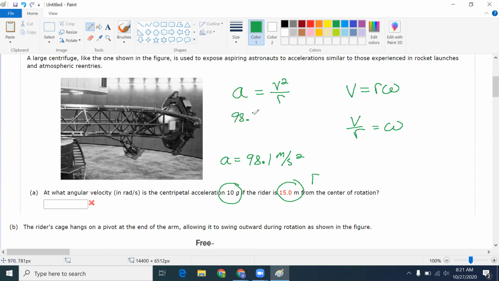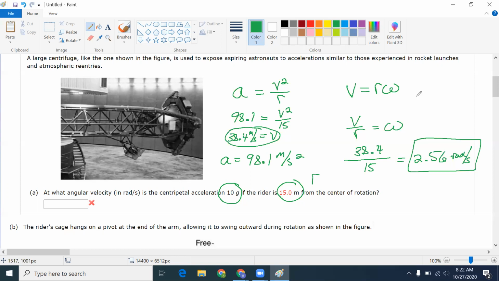So I have 98.1 equals v squared over 15. I can solve the velocity, 98.1 times 15. Take the square root, it'd be 38.4 meters per second. Now I'll go into this equation here, 38.4 meters per second over the radius of 15 meters will tell me my angular velocity. And so I get 2.56 radians per second.